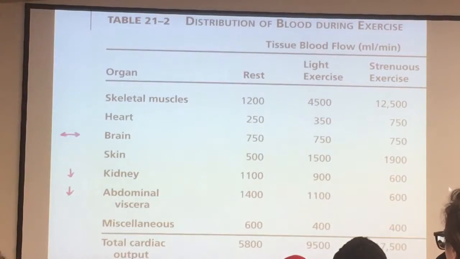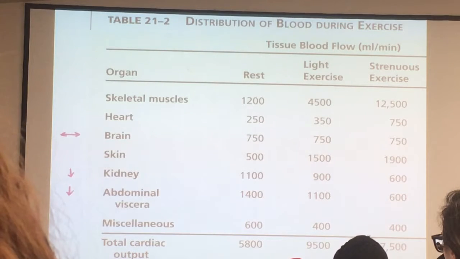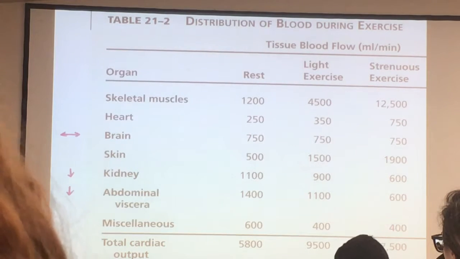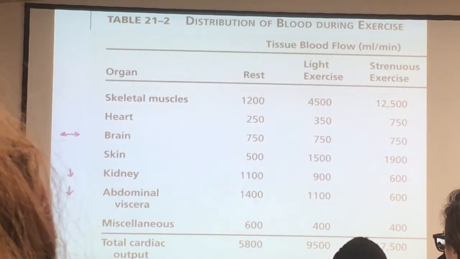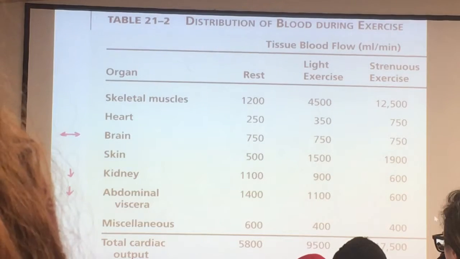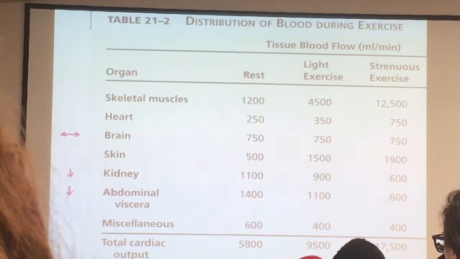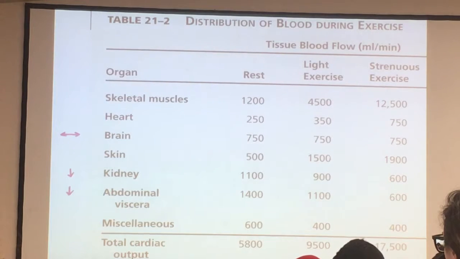Skin also increases, but the inner organs, small intestine, large intestine, kidney, they decrease. Abdominal viscera, that means including all the small intestine, large intestine, stomach, they all decrease. And that serves as a reserve. They give the blood to skeletal muscle. Okay. And so total cardiac output can increase a lot, but mainly inner organs will decrease, reproductive organs decrease, urinary bladder decreases, brain will be constant.